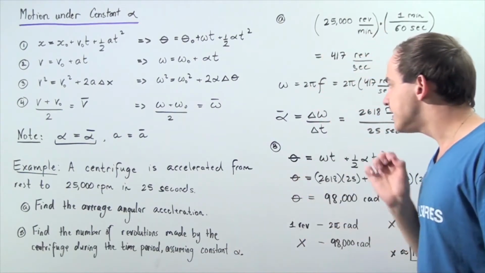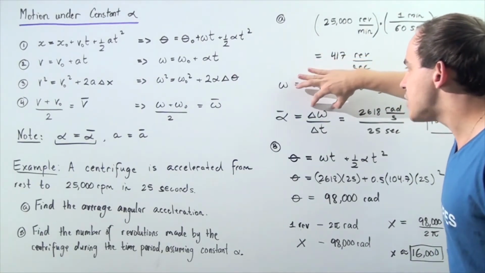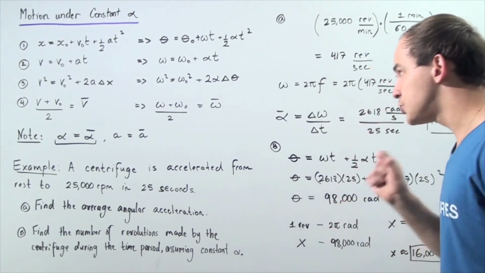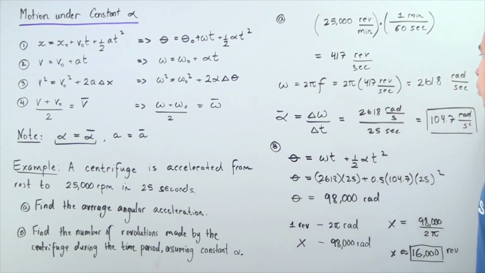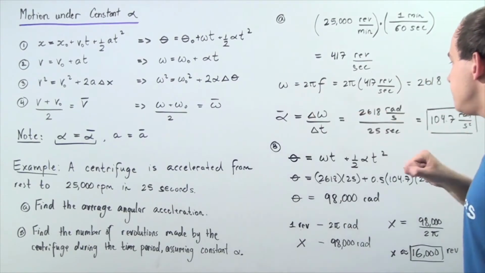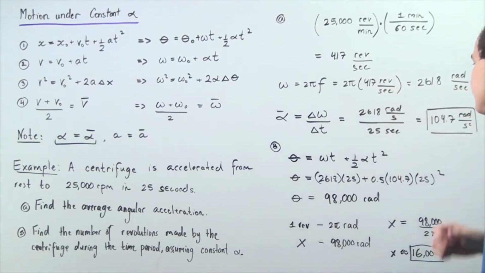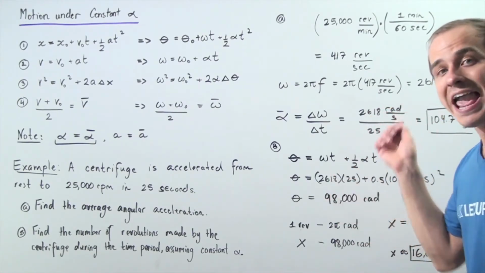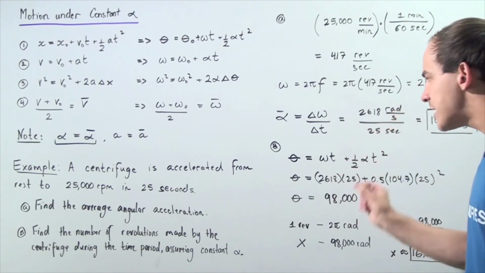And now recall, by definition, the average angular acceleration is equal to the change in our angular velocity divided by the change in time. Now our initial angular velocity is 0. So that means we simply plug in this entire quantity into the top and the bottom becomes 25 seconds. So we divide 2618 by 25 and we get approximately 104.7 radians per second squared is our average angular acceleration, which is identical to the instantaneous angular acceleration.